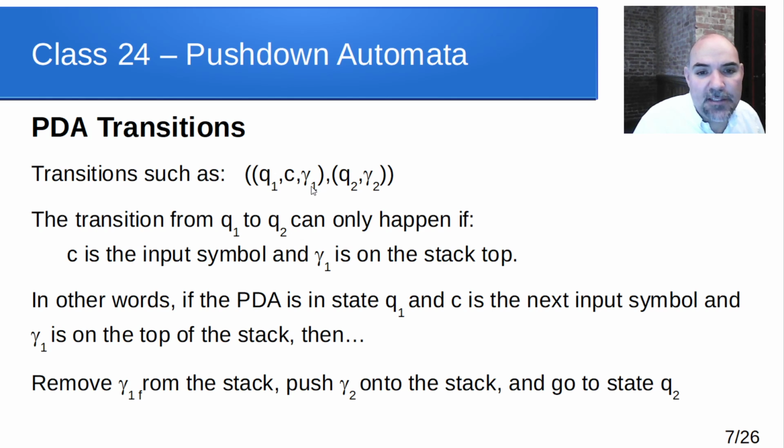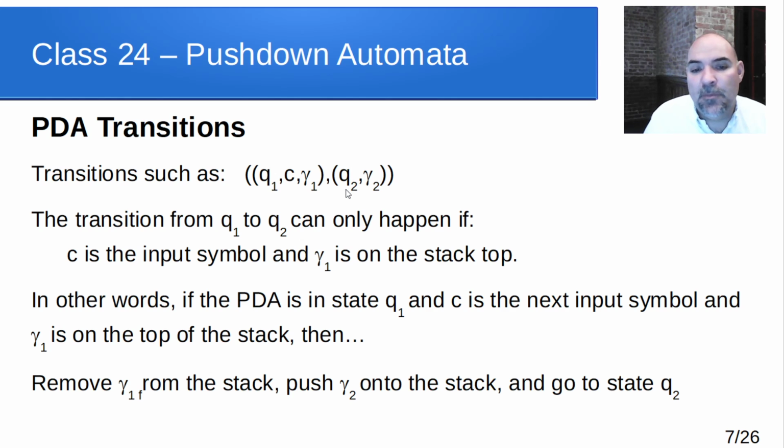So if we see that on the stack, have that on our input, and we're in this state, then we can take this transition. And when that transition happens, that means we're going to pop this from the stack, push this onto the stack in place of it, and change our current state to Q2.